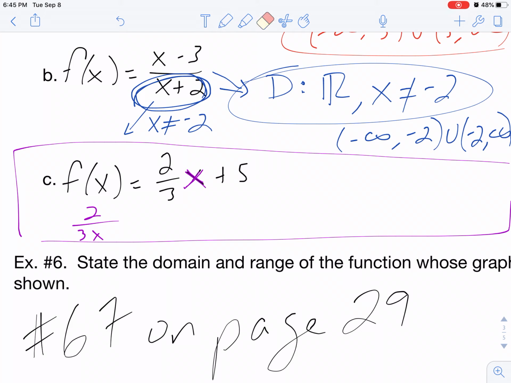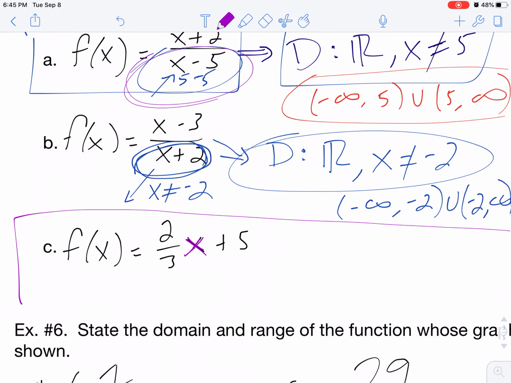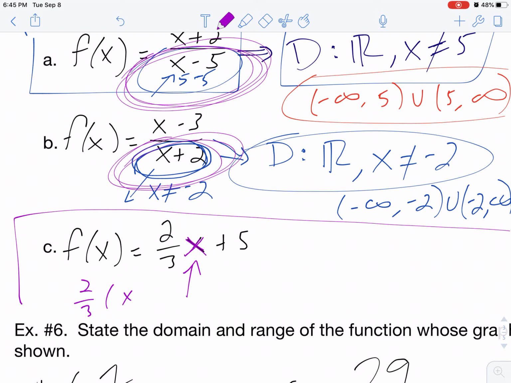So there's no division by x, whereas on these previous two problems, you'll notice we had an x in the denominator. This one, x is not in the denominator. It's 2/3 times x plus 5, okay? So the answer to this is all real numbers.